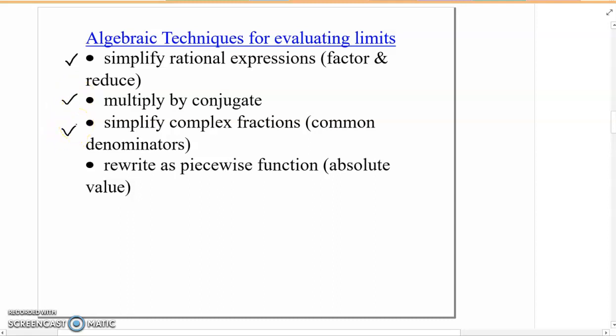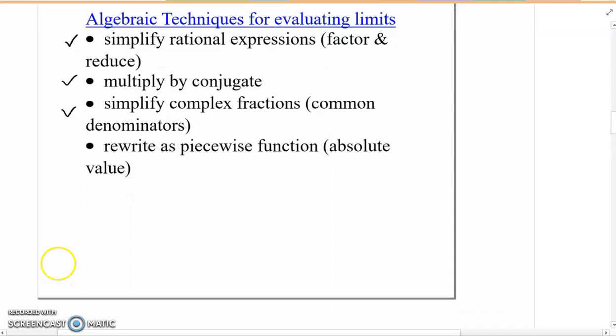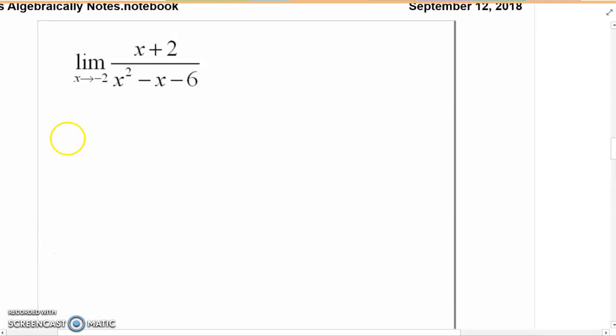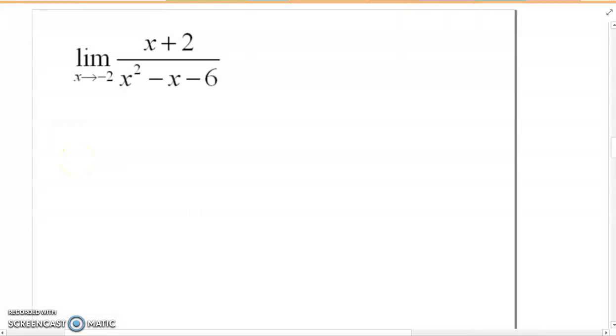So we're going to look at those 3 examples and what we would do in that situation. Let's take a look at our first example. Here it is: the limit as x approaches negative 2 of (x + 2) over (x squared minus x minus 6). As I mentioned in the very beginning, the first thing you should always do is try direct substitution. Negative 2 plus 2 is going to be 0.